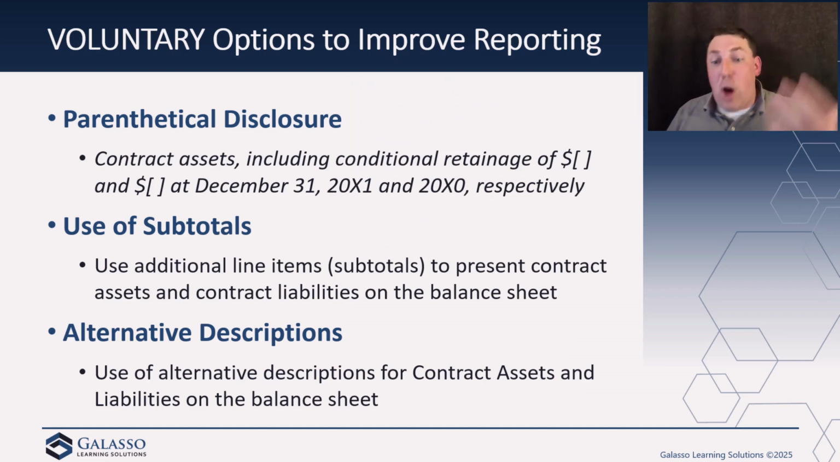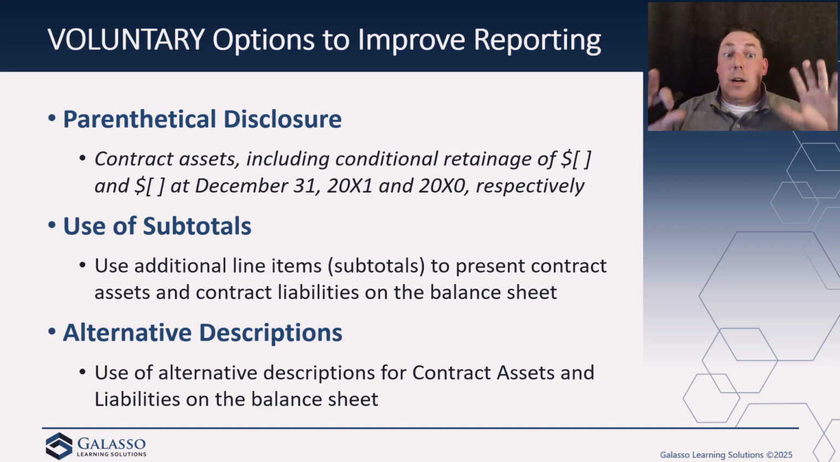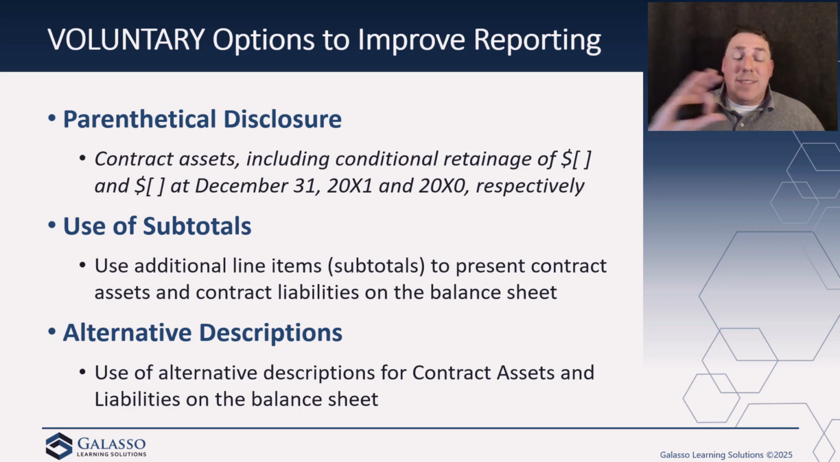It provides some voluntary, I'm going to repeat that, voluntary options for preparers of the financial statements to improve reporting. The first item they mention is parenthetical disclosure for the contract asset and contract liability line items to break out and present retainage there. So for example, instead of just saying contract assets, you can include additional information like including conditional retainage of dollar amount and dollar amount at the years presented in the financials.